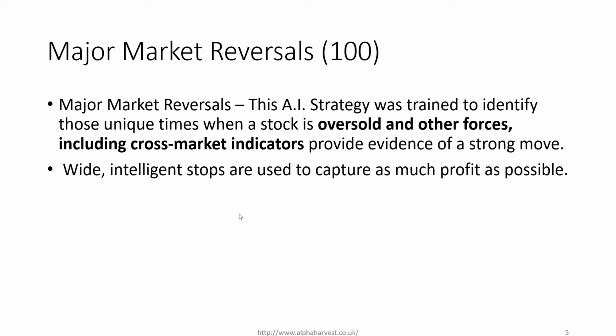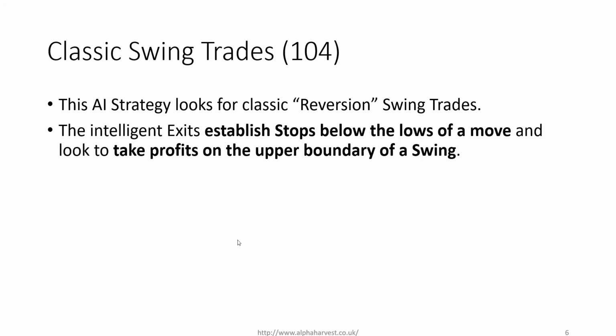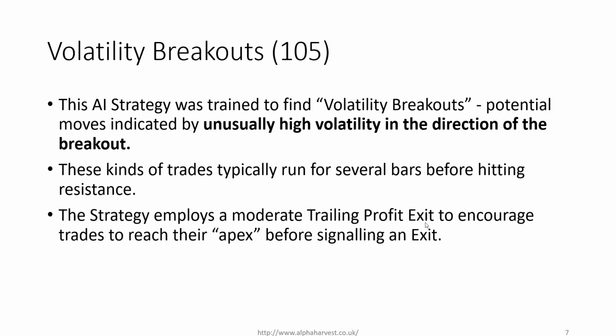Now, major market reversals look for oversold conditions and other cross-market relationships and indicators to give us a great high probability trade. Classic swing trades look at reversion to the mean type trades on an artificial intelligence basis. Volatility breakouts are aggressive high volatility trading strategies, usually with high volatility in the direction of the breakout, kind of what we look for.